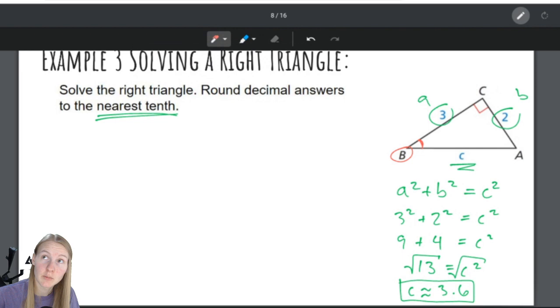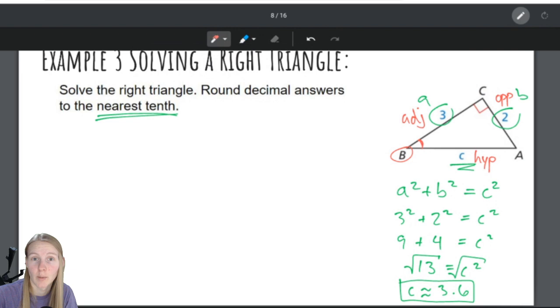So, if I'm looking at B, we know that this is my opposite side. This is my adjacent side, because the hypotenuse is always opposite the right angle. So, let's see, what could I use? We could use any of our 3 trig functions. We're not just focusing on sine and cosine today. We're not just focusing on tangent. Now the world is our oyster.